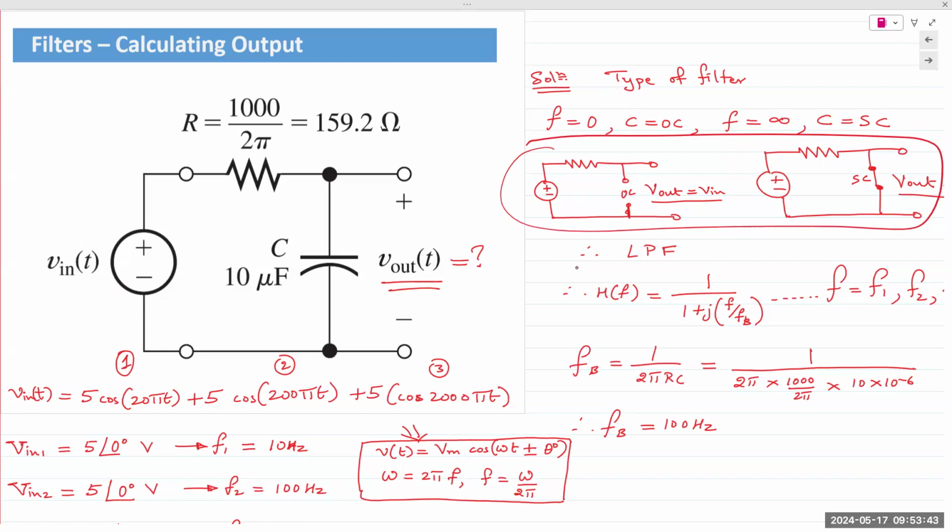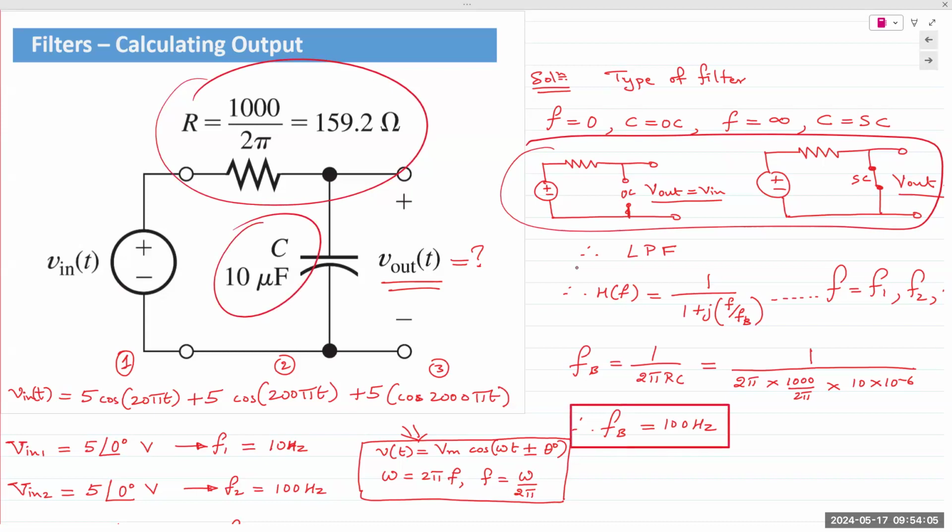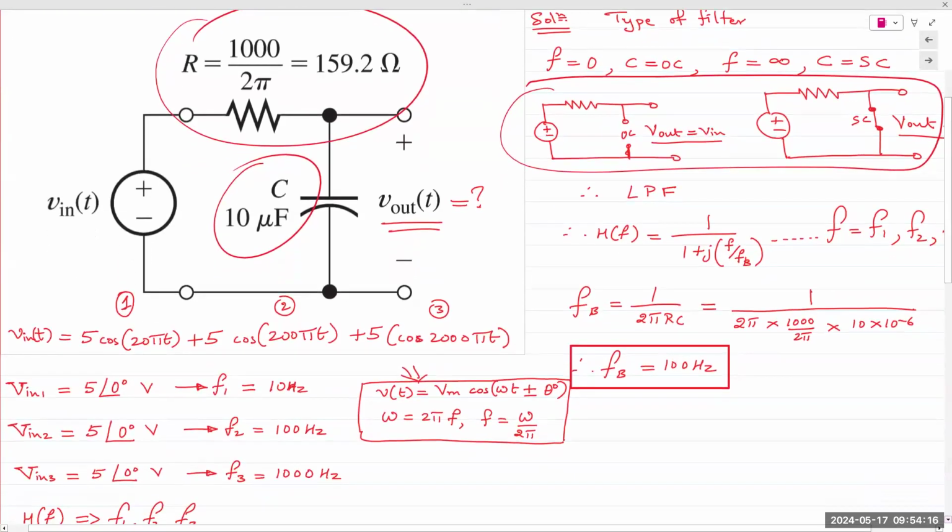Okay, so if we know it's a low pass filter, we know the standard equation, and we can write H of F is 1 over 1 plus jF over FB. The component values R and C are given to us, so we can calculate FB. The break frequency for this circuit turns out to be 100 hertz. You plug it in. Okay. First step, find FB as 100 hertz.